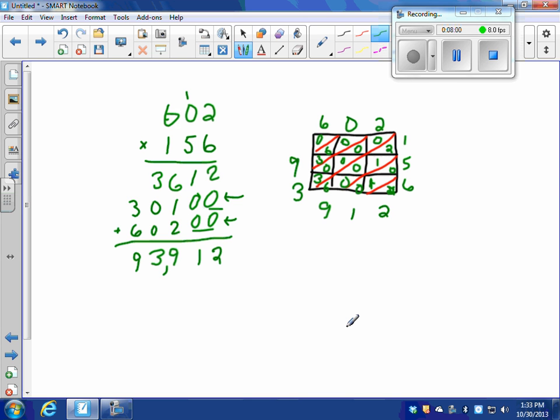So you can use any method to solve a multiplication problem with a 3-digit multiplier. No matter what, you're still going to get the right answer. All of the methods that we worked with in class will work for a 3-digit multiplier. So good luck. Have fun.